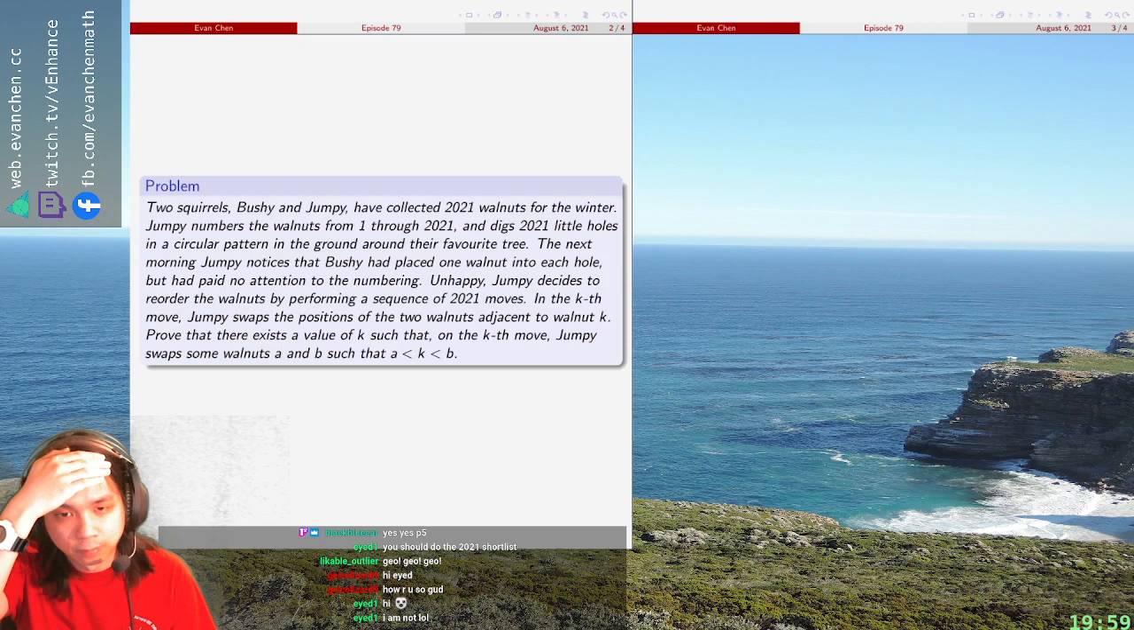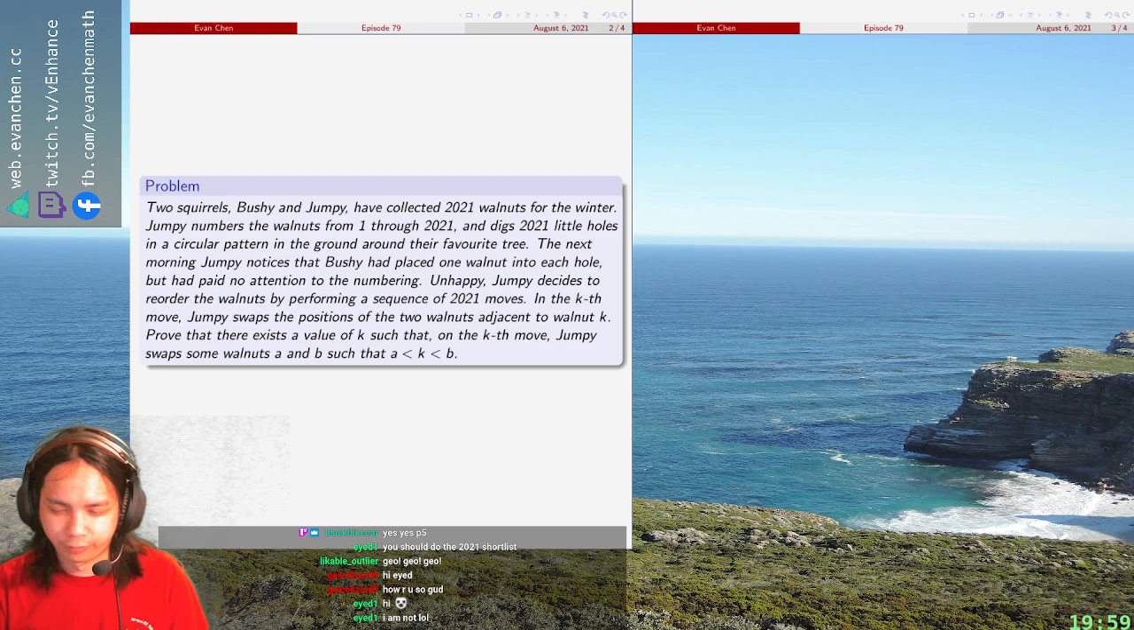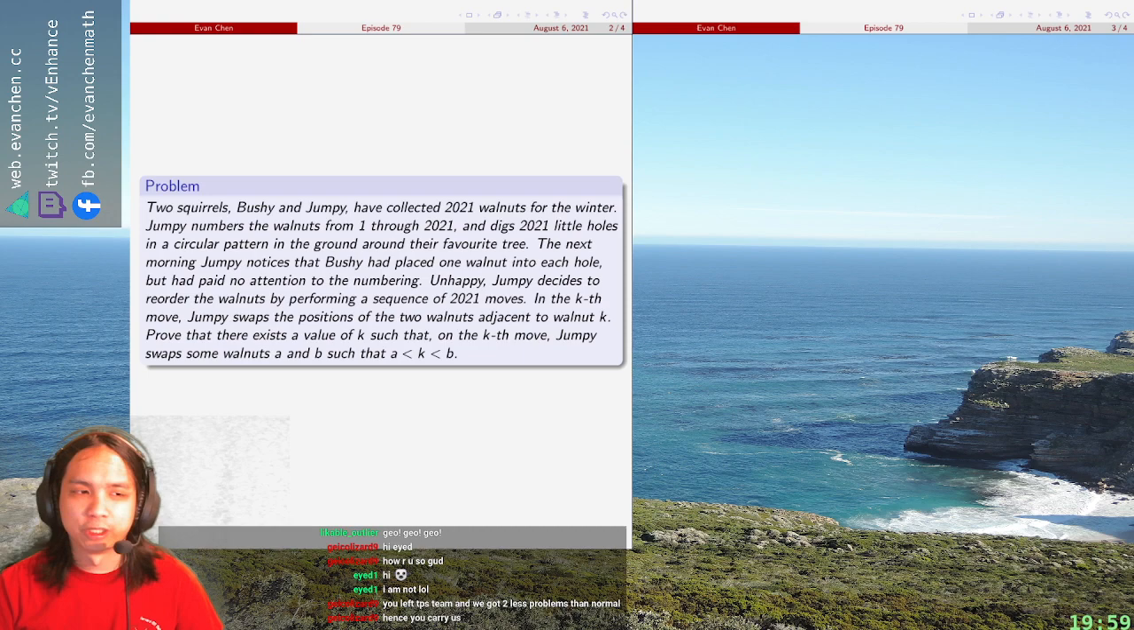So in this problem, you have 2021 walnuts placed in a circle. And then for every K from 1 to 2021, you swap the two walnuts adjacent to K. And you would like to show that at some point, one of the swaps had a number less than K and a number greater than K. So for example, first move doesn't do anything.